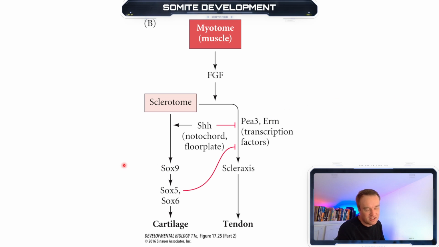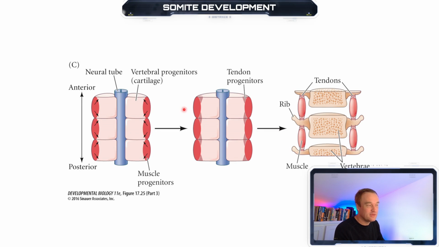Plus we have cartilage too that connects bone to bone. We're not going to get too much into this, but just to see Sonic Hedgehog again, FGF again, SOX9. When we get into the last chapter, which will probably be sexual differentiation, we'll talk a bit about SOX9 there. But just know Sonic Hedgehog is involved again, of course.